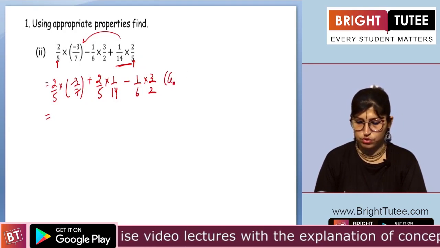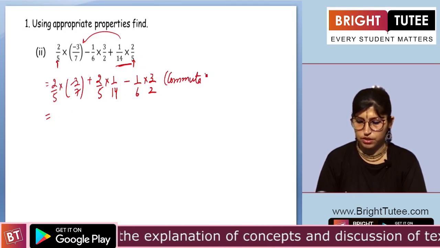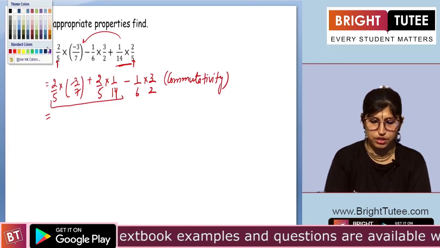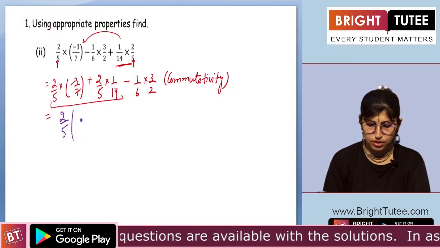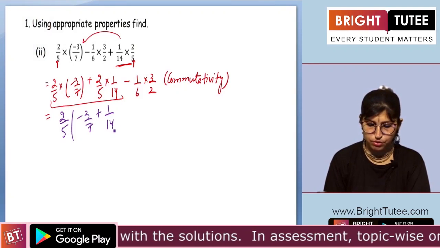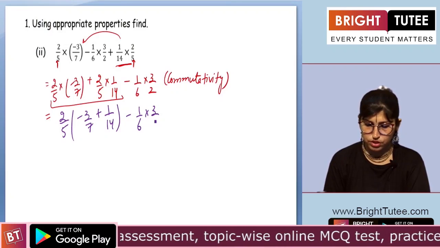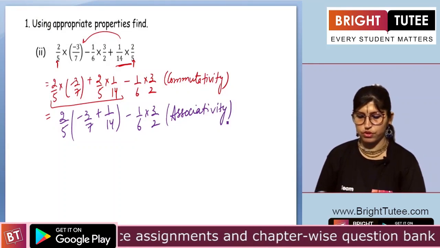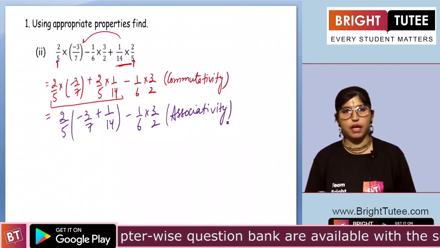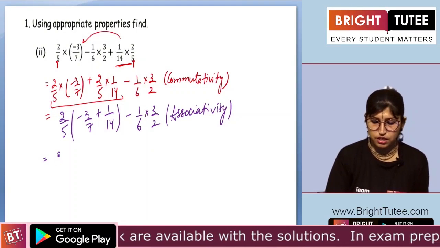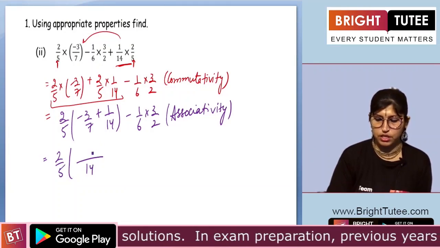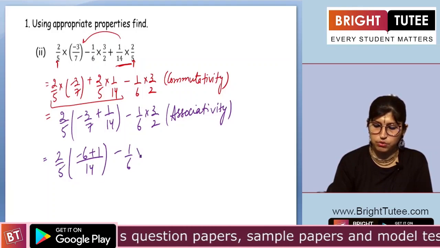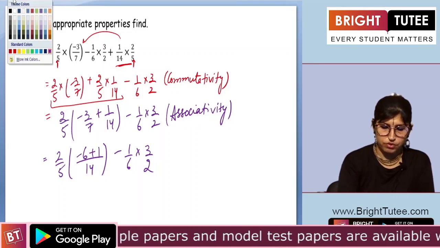Now over here we have used commutativity. We need to write that reason, why we did that. Now out of these two, we'll take 2 by 5 common. So we are left with minus 3 by 7 plus 1 by 14 minus 1 by 6 into 3 by 2, and we can write it as associativity, which we used over here. Now minus 3 by 7 plus 1 by 14, we will be taking LCM and we'll be getting 14. 14 divided by 7 is 2, minus 3 times 2 is minus 6, plus 1, minus 1 by 6 into 3 by 2.